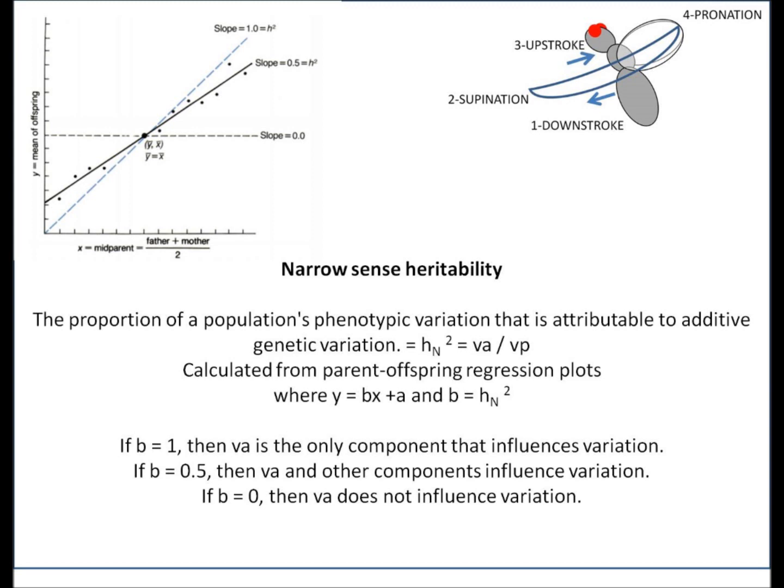So if b equals 1, then VA is the only component that influences variation. If b equals 0, then the additive variance does not influence variation. And if it's anywhere in between, then you've got the additive variance and other components which influence the variation.